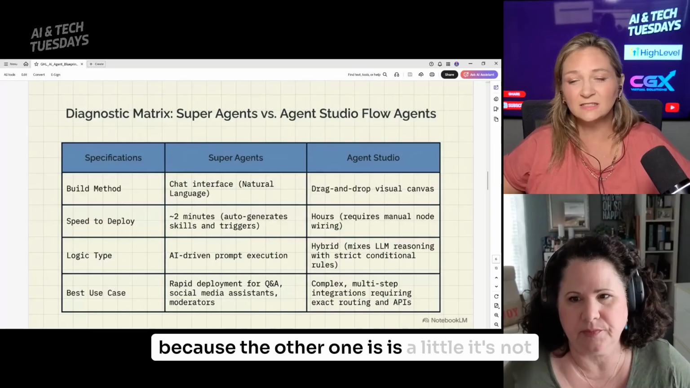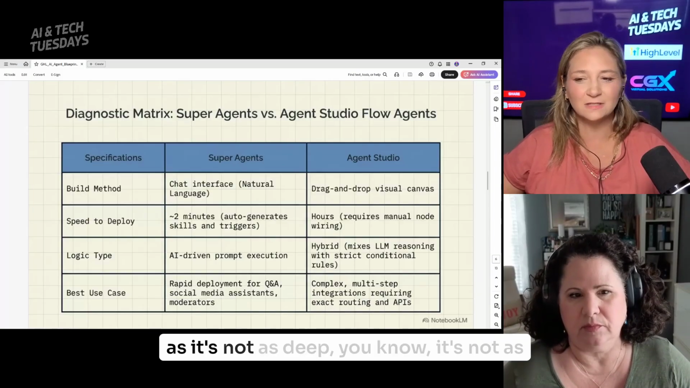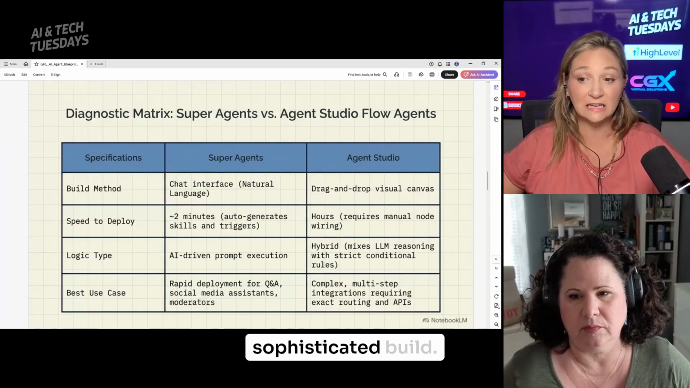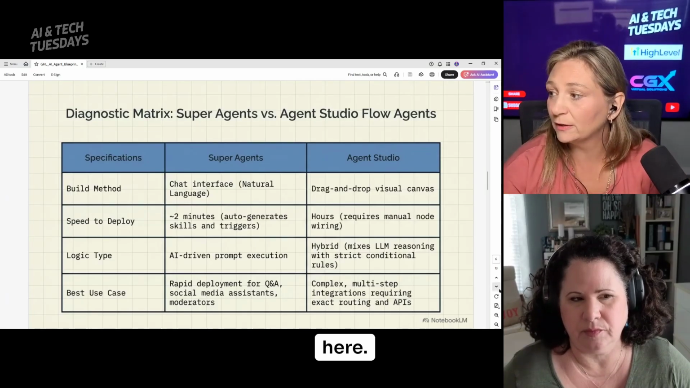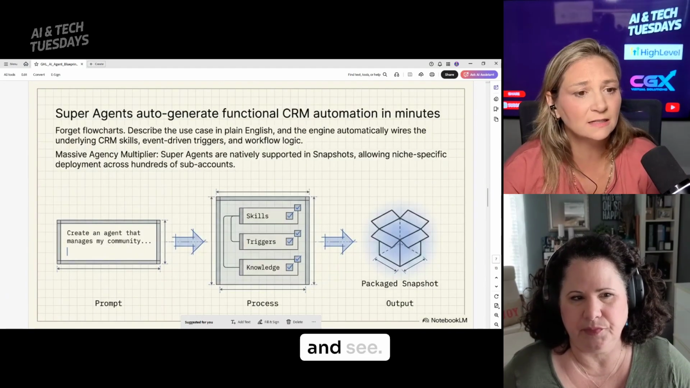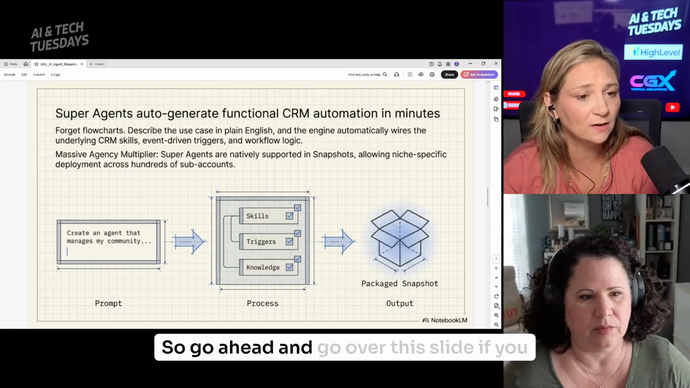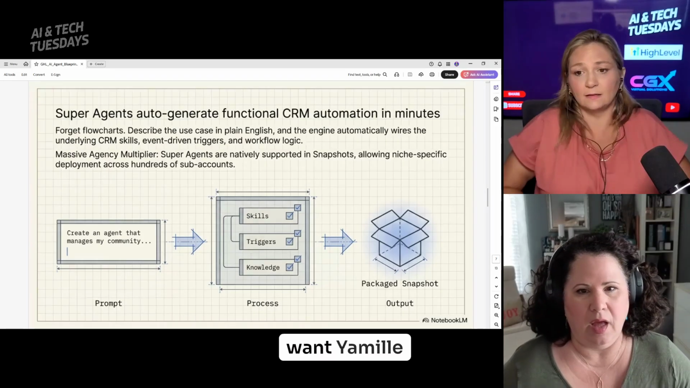Because the other one is not as deep, it's not as sophisticated a build. So that's a good point here. Let's go to our next slide and see. Okay, here we go. Go ahead and go over this slide if you want, Yamil.